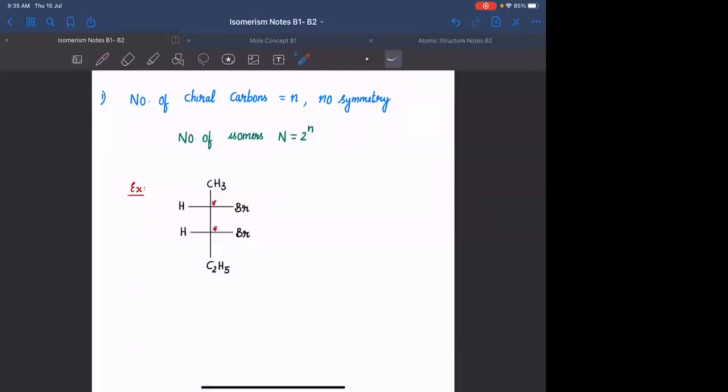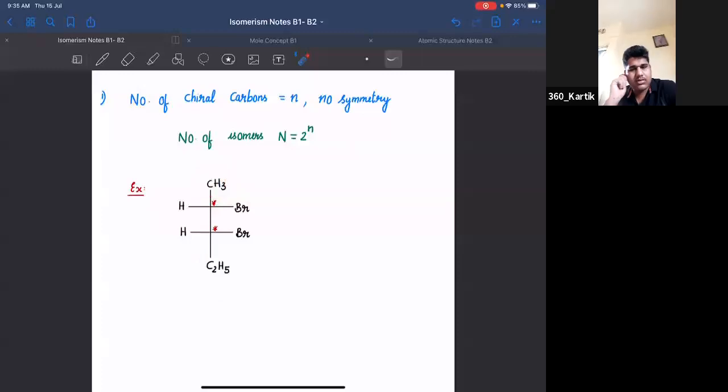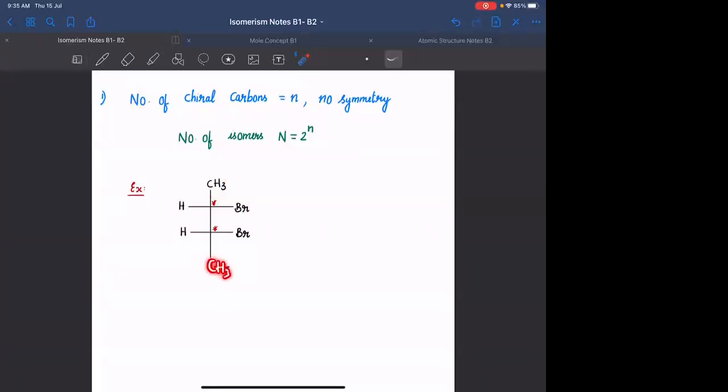Is the molecule symmetrical? No. Here you have CH3, and here you have C2H5. If it were symmetrical, then you would need CH3 here and C2H5 here. Then it will be symmetrical. So this molecule is not symmetrical. So what will be the total number of isomers for this? 2 power 2. You will have 2 square equals to 4.